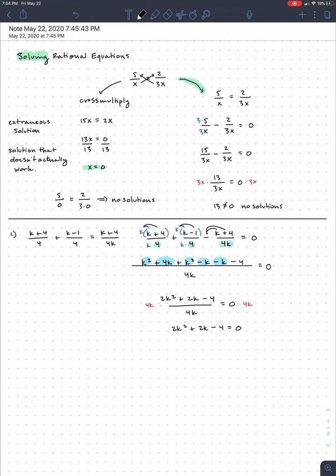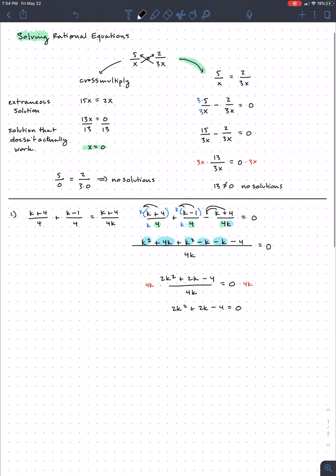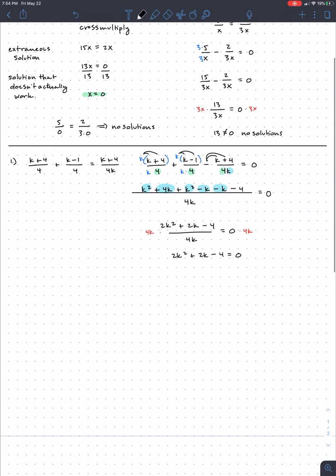One of our skills that is really important to us is solving by factoring. And when I solve this by factoring, I can actually factor out a 2.